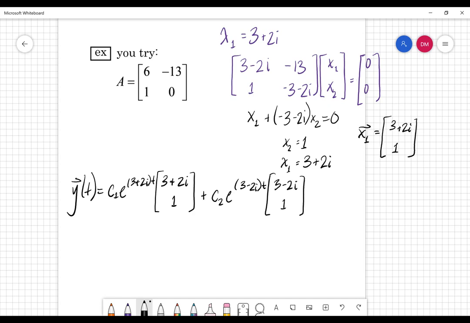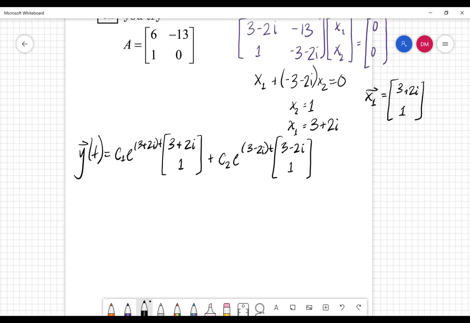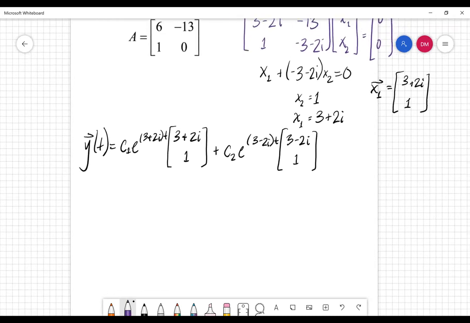Okay. So it would look a little something like this. And this is where I'm going to just kind of ignore this second piece, and I'm just going to work with this first piece. Okay. So we should get c sub 1 e to the 3t times the quantity cosine of 2t plus i sine of 2t. And that is just using Euler's formula there, where this is A and this is B. Okay, so just using Euler's there. And then bringing back my eigenvector.